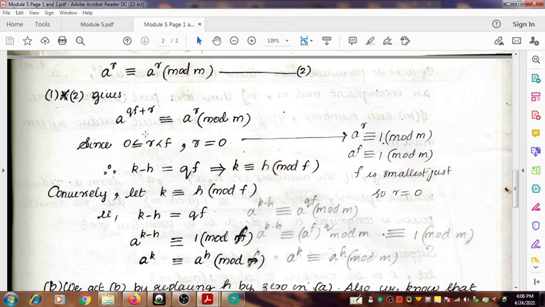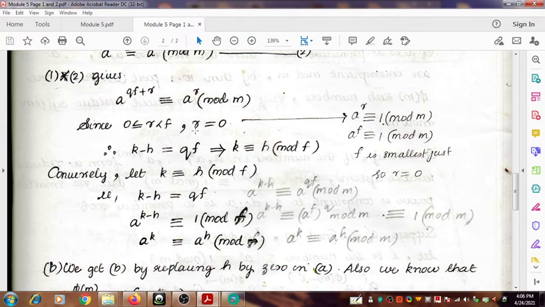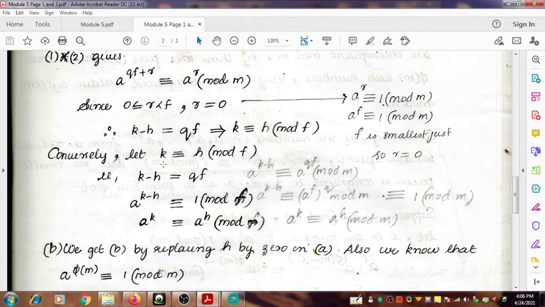Therefore all these are explained here, and the situation is explained here. That means R equal to 0. Therefore we get that R equal to 0, and therefore K minus H is equal to QF implies that K is congruent to H mod F. Okay, that is the end of the proof in one direction. Next, you can think about the proof in the opposite direction, the converse.